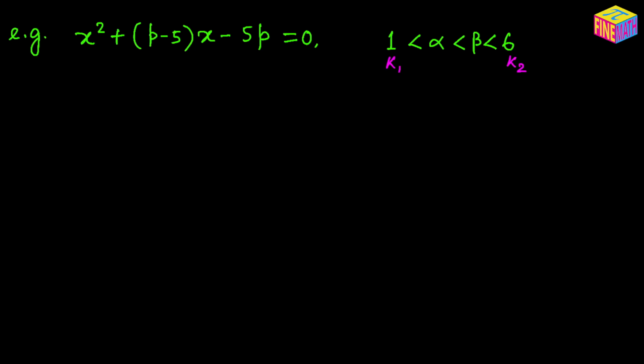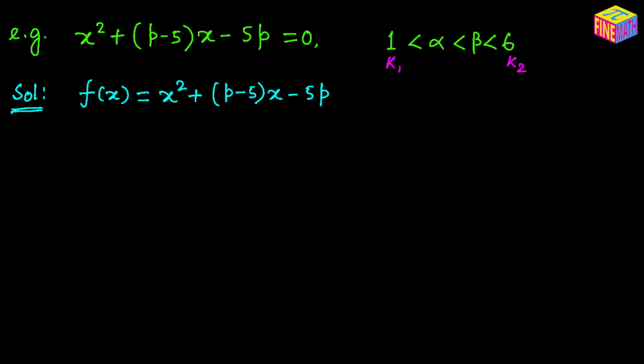And we have to find out what are the values of p for which the two roots of this quadratic equation will lie between positive 1 and positive 6. So let's try to solve the problem. Since the quadratic equation is like this, the quadratic function will be like this. We can say f of x will be equal to x squared plus p minus 5 times x minus 5 times p. That would be the quadratic function.